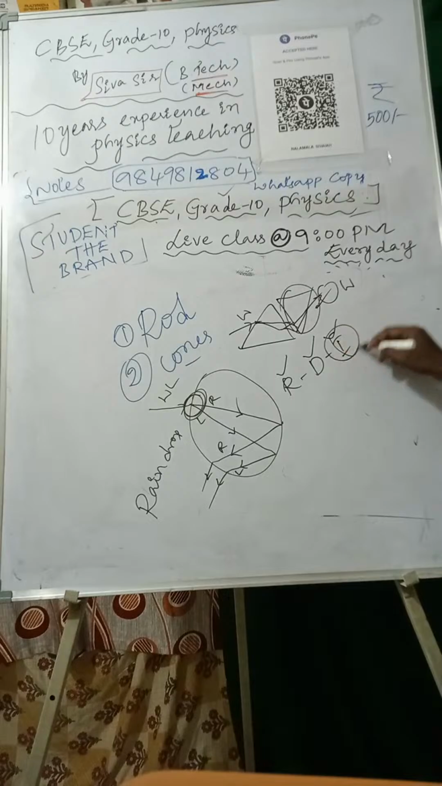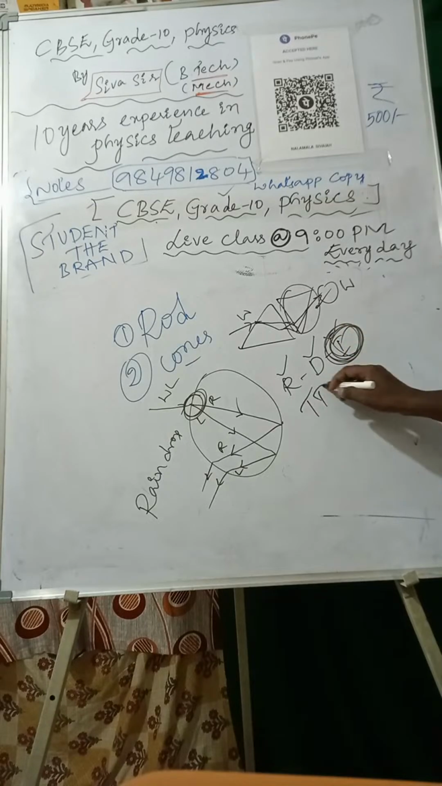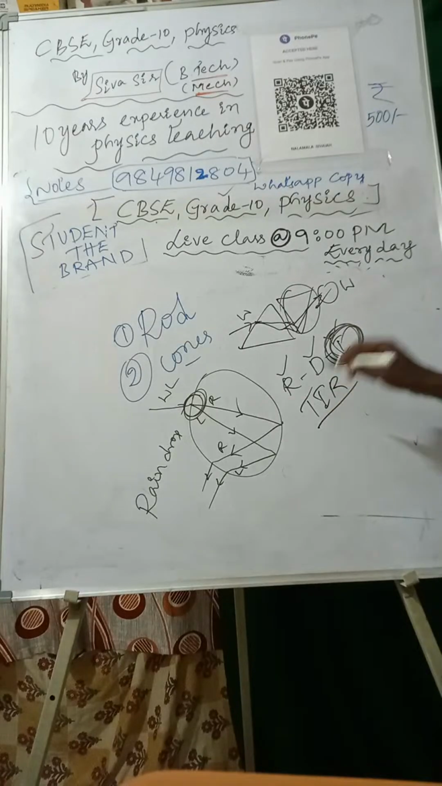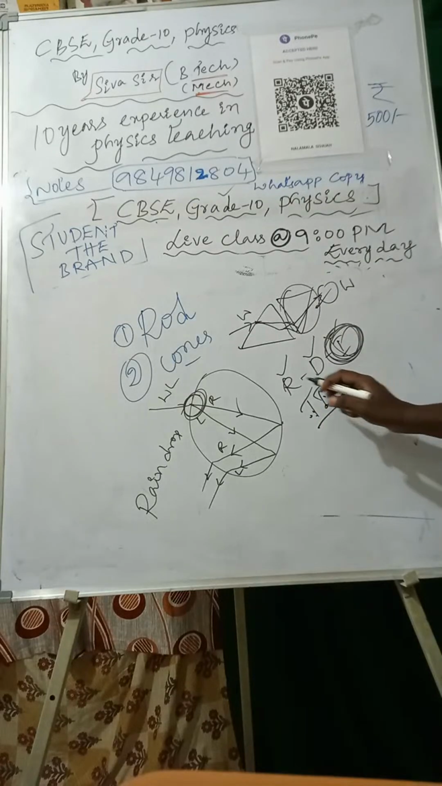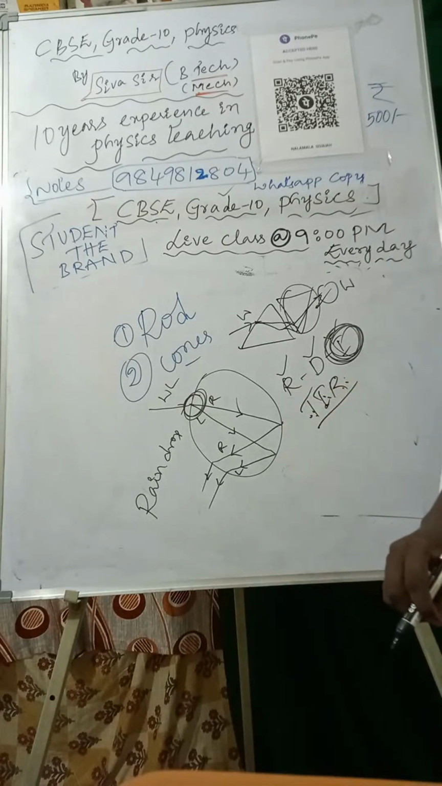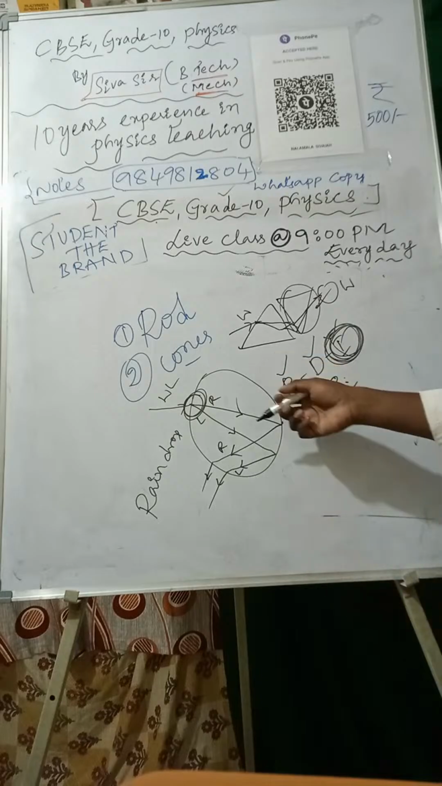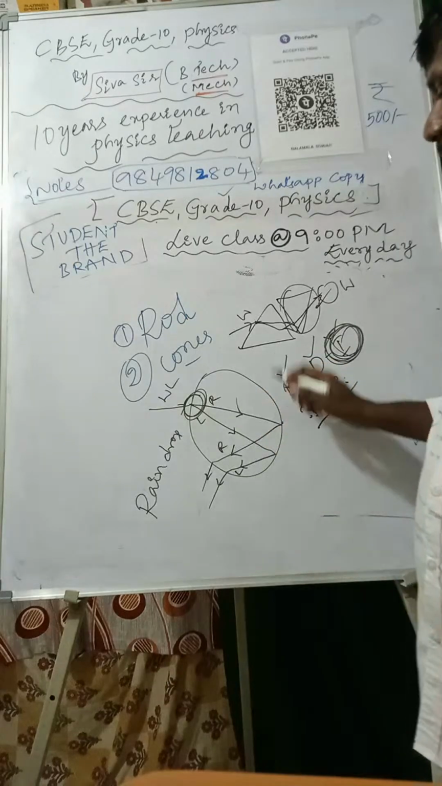So why are we taking only internal reflection? Why are we not taking total internal reflection, TIR? Why are we not taking it? Actually, it makes more than 90 degrees.